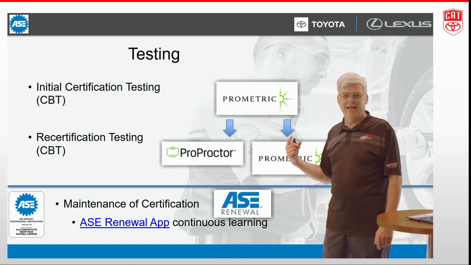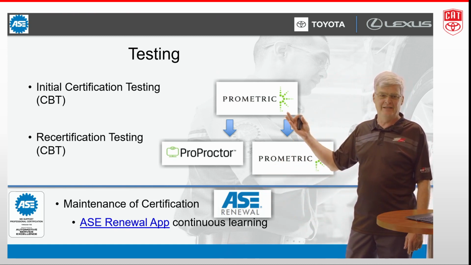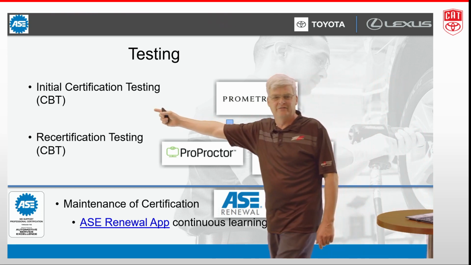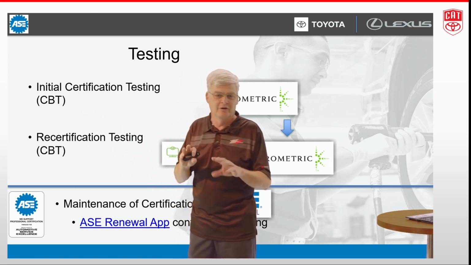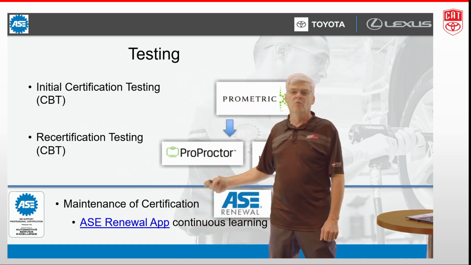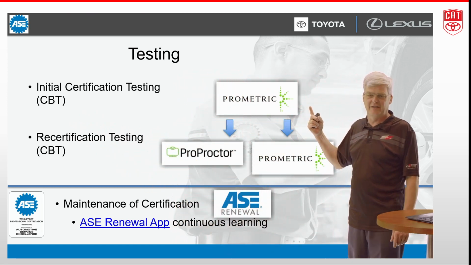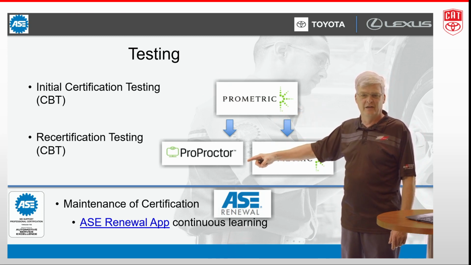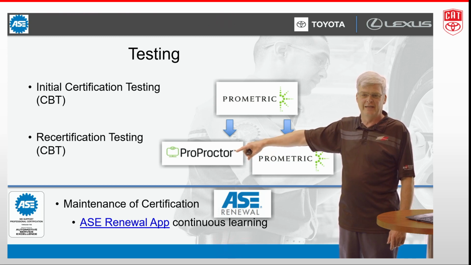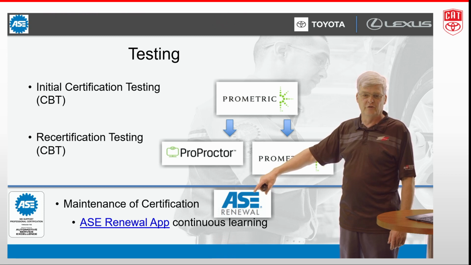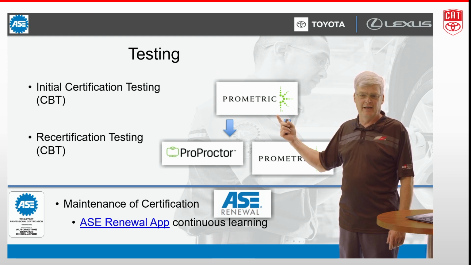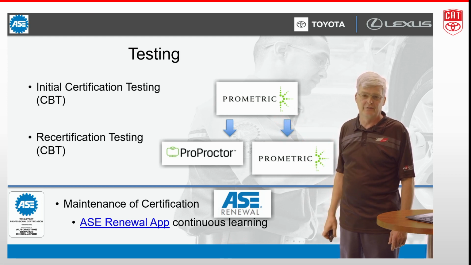So for your initial ASE testing, you have to go to a Prometric site and take a computer-based test. You'll sit in front of a computer, answer some questions, go through all that. Once you have those initial tests done, 5 years later, you have to recertify. Then you have some options of doing a Pro Proctor, which is an actual in-the-dealership type of test, or you can use your ASE app. But the first time, you've got to go to Prometric. You've got to actually sit in front of their computer and get the test done.